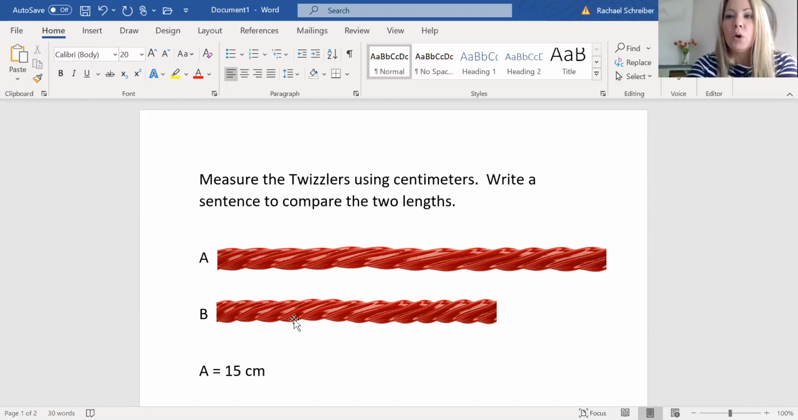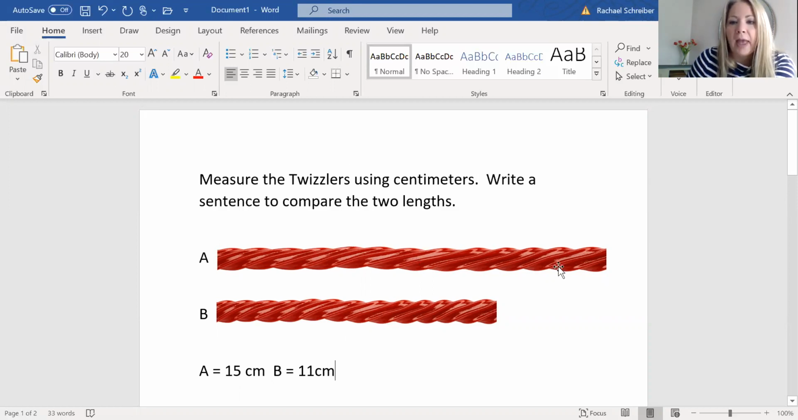All right, now I'm going to do the same thing, but I'm going to line up my 0 at the beginning of Twizzler B. And when I look at my ruler, it's about 11 centimeters. So Twizzler B is 11 centimeters. I need to write a sentence to compare the two lengths.